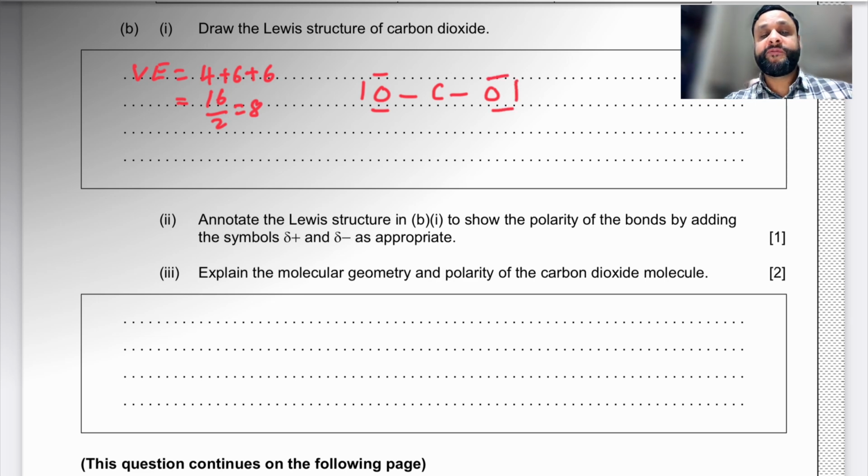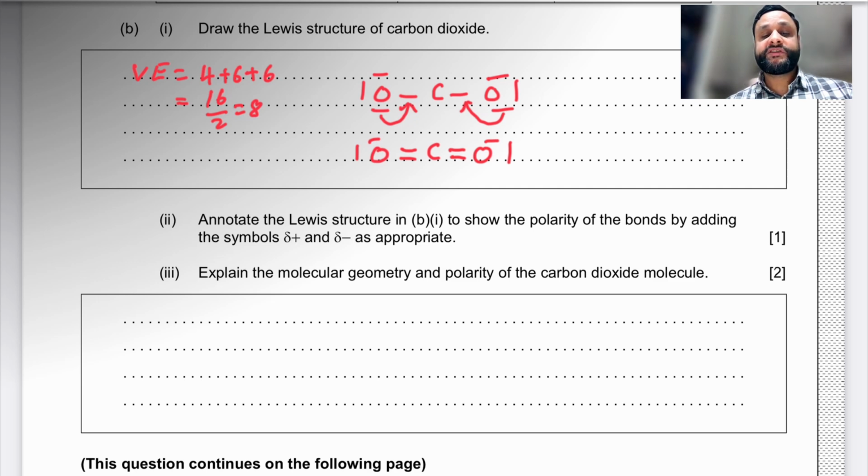We can see there are only 4 electrons around carbon, but carbon follows the octet rule, so we need to shift 1 pair from here and 1 pair from here between carbon and oxygen. As a result, we will have a double bond, C double bond O, and on the other side C double bond O, with 2 lone pairs on each oxygen. So now both oxygen and carbon follow the octet rule. Make sure when you draw the Lewis structure, you must draw or show all the electrons.